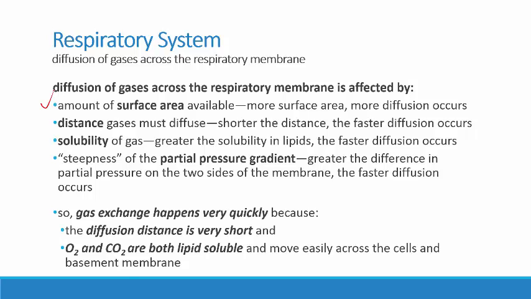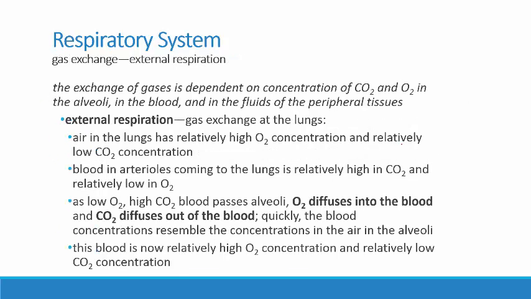So gas exchange at this respiratory surface in the lungs happens very quickly because the diffusion distance is short, and both of the gases that are moving dissolve very easily in lipids and can move quickly across the basement membrane from one side of that membrane to the other. So, external respiration is what we want to think about first.